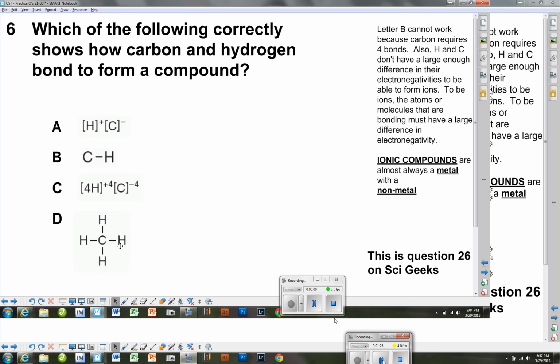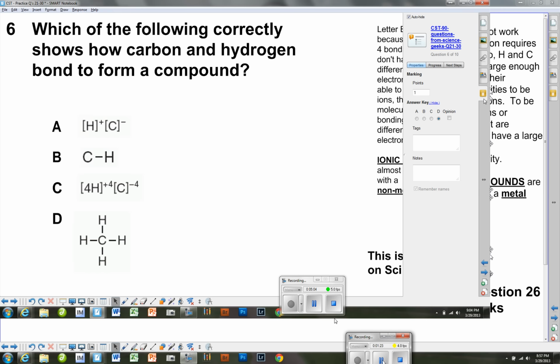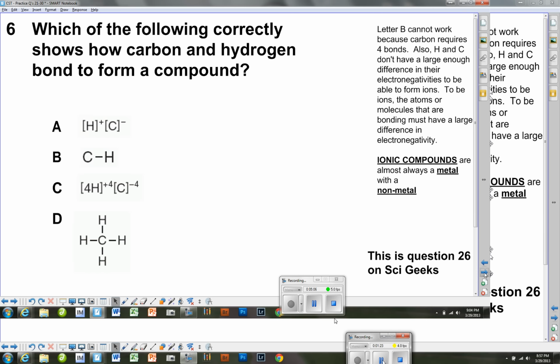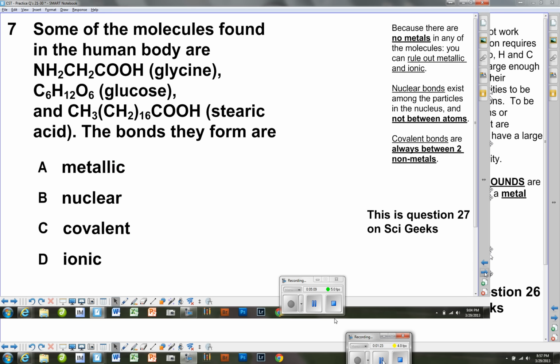This is your only choice down here, letter D. So again, your answer here is D. And let's go on. And that was 26. 27, you've got no nonmetals in any of these guys here. Okay, so nuclear bonds exist among particles in the nucleus, and so you can rule that out. And covalent bonds are always between two nonmetals, which is what we have here. And that's why your answer is C.